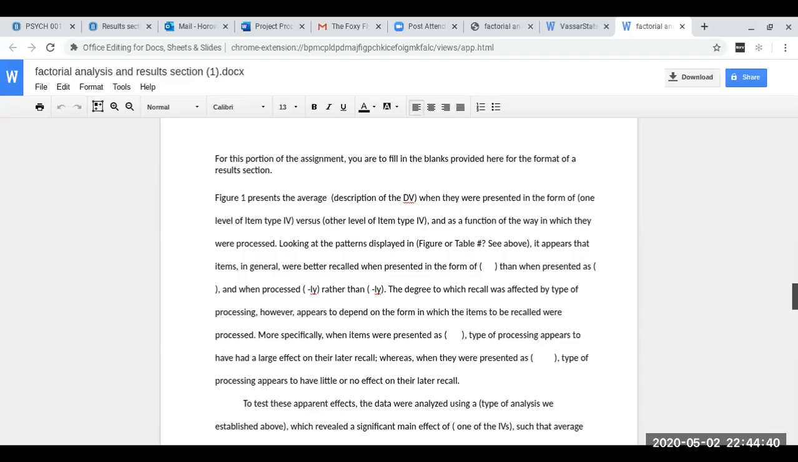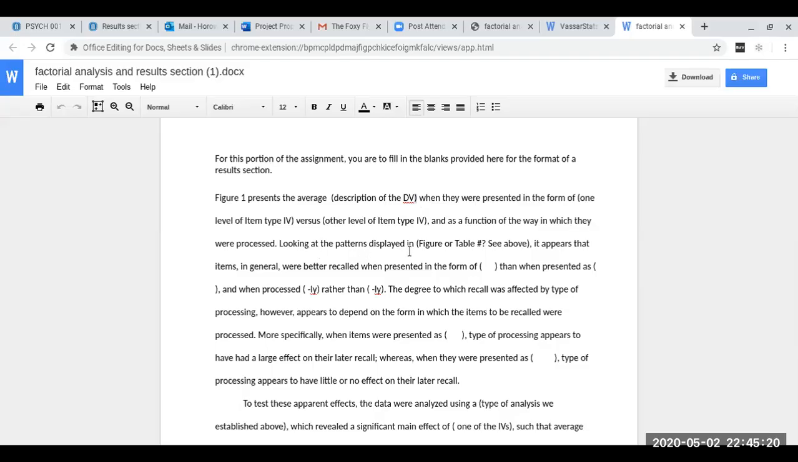So what I did here, just to show you, is I gave you in parentheses, it says Figure 1 presents the average, and this was blank. And the blank underneath it says description of the DV. So what were we measuring? What's the DV? What would you call it? How would you define it? Description of the DV, when they were presented in the form of one level of item type IV. What were the two item types? Words and drawings. So you put one item here versus the other item or other level, and as a function of the way in which they were processed.